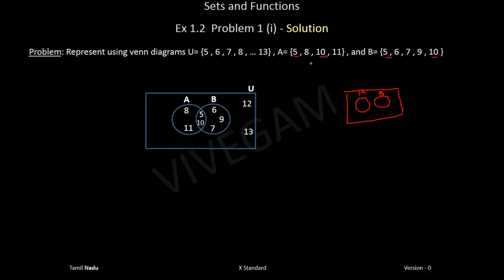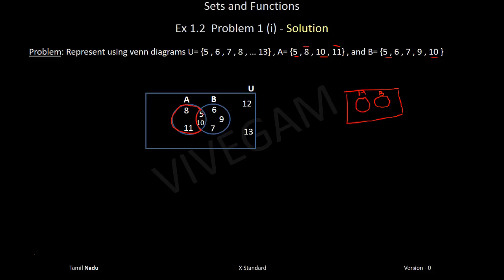So that's the reason we first need to check whether there is any common element. In this case, we have 5 and 10. So fill that first, and put that in the common area. This is the common area between A and B. Put that 5 and 10. Then see what are the remaining elements left in A. In A, you have 8 and you have 11. So that needs to go in this area. Okay, let me just draw. So this area is where you have to put the elements which are in A but not in B. Basically, this is A minus B.